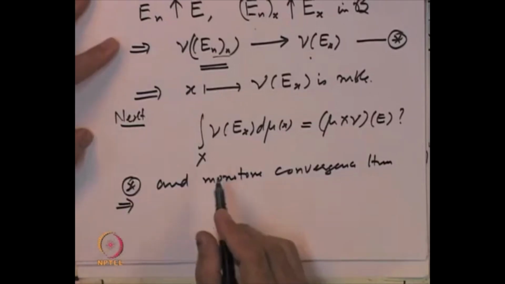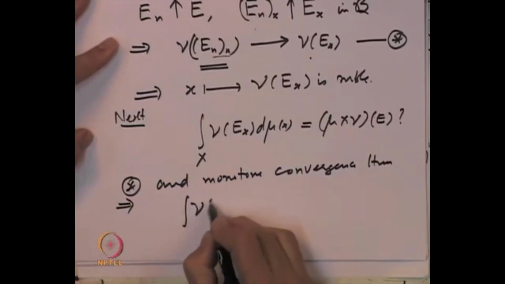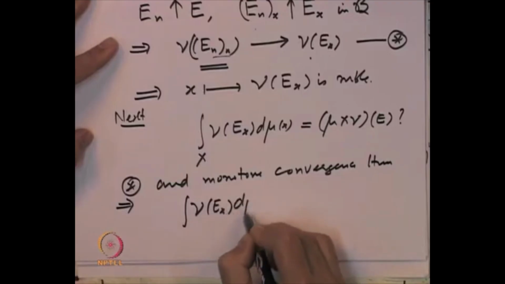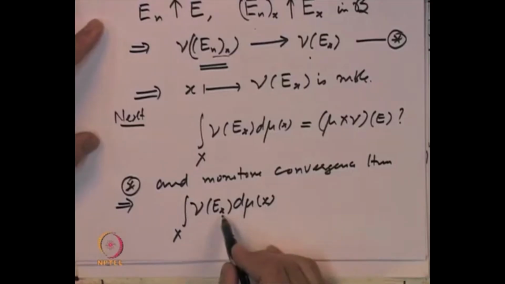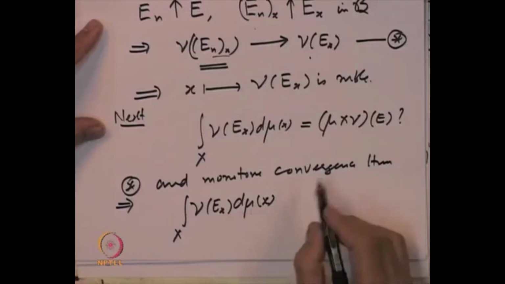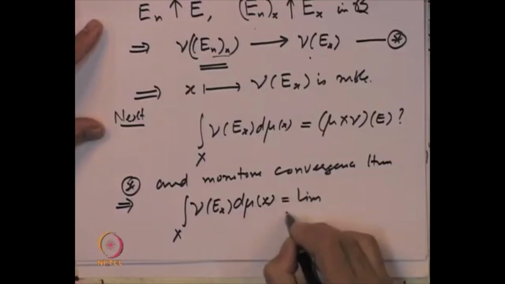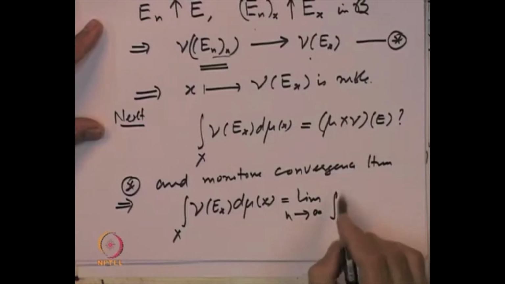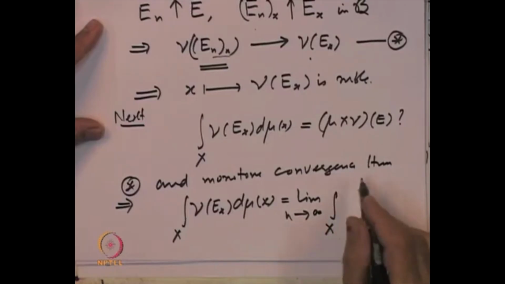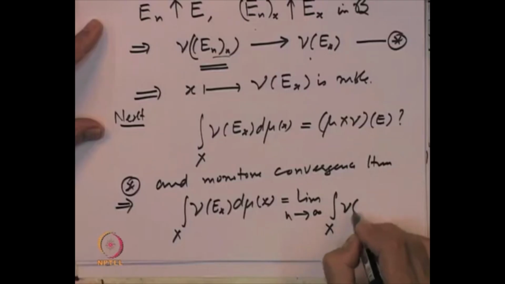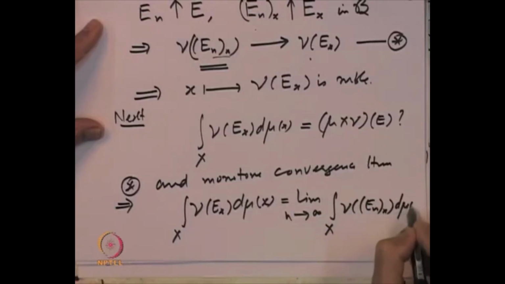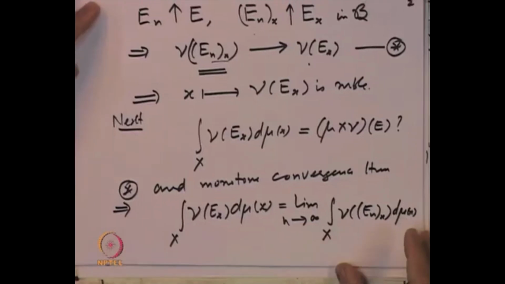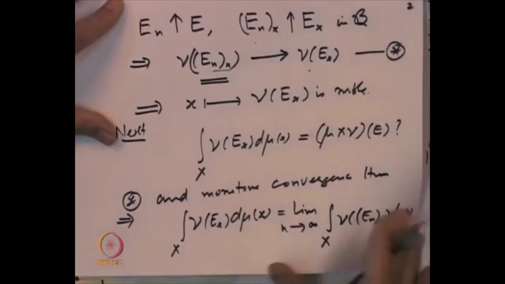they give us as a consequence that integral of nu of E x d mu x over x, because nu of E x is the limit of an increasing sequence of non-negative measurable functions, must be equal to limit n going to infinity of the integrals of the corresponding sequence of non-negative measurable functions, and they are nu of E n section at x d mu x. So, this is application of monotone convergence theorem.